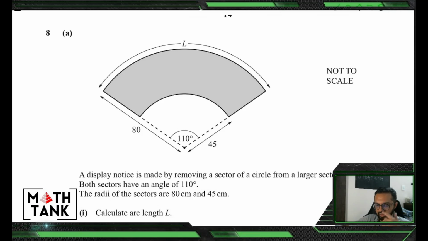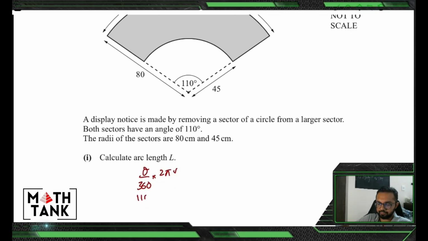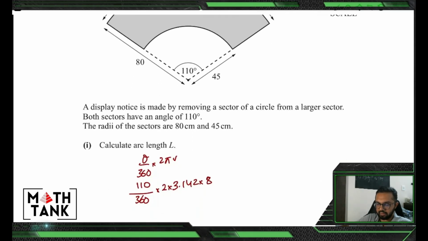You see just sector. It says a display notice is formed by removing a small sector from a large sector. Both sectors have an angle of 110. The radii of the sectors are 80 and 45. Calculate arc length L. So arc length is simple. It's theta over 360 into 2 pi r. So I'm going to say that theta is 110, pi is 3.142, and the r for the larger arc length is 80. So I'm going to place 80 here.